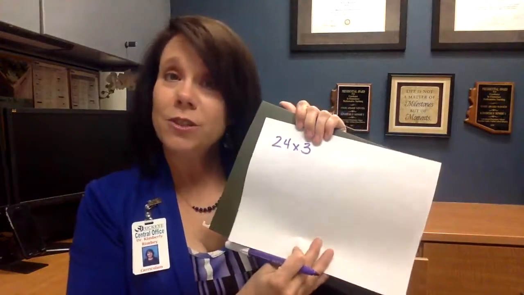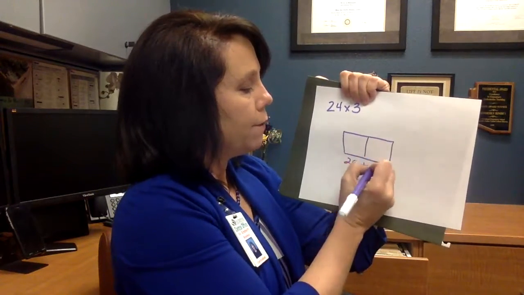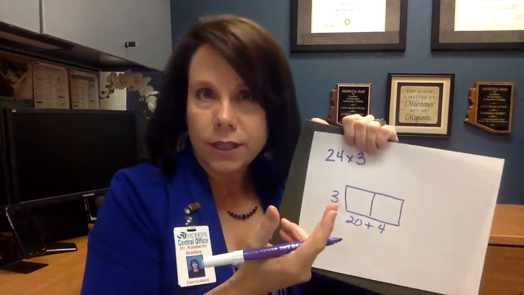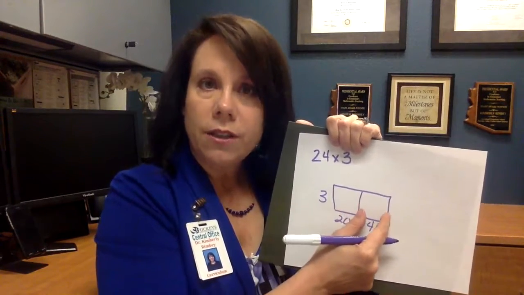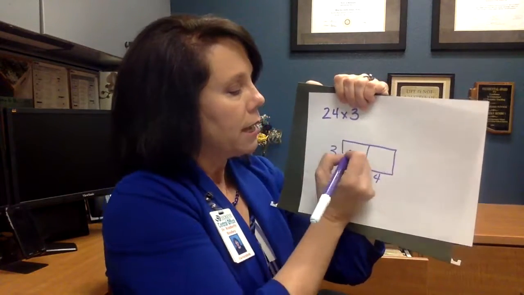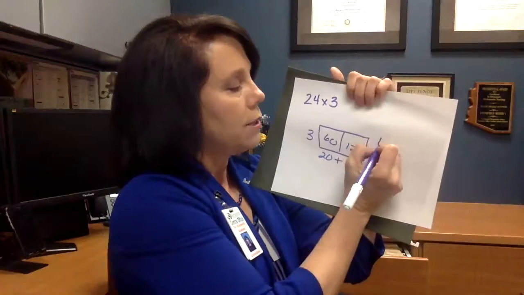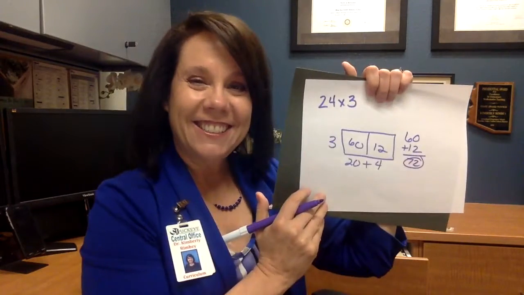So let's try it with another number. Let's try 24 times 3. So just 2 digits times 1 digit. Here, all I would need to do is make a rectangle that shows 20 plus 4 times 3. I don't have to have 2 rows here because 3 is a single digit number. So you just need the number of boxes in that direction as there are digits in the number. So now I can multiply 20 times 3 is 60, 4 times 3 is 12, and then add those together. 60 plus 12 results in 72.